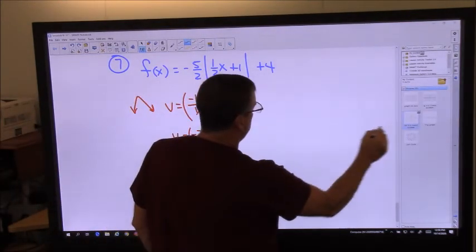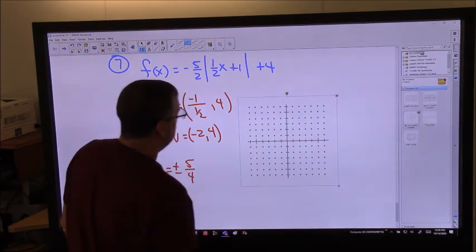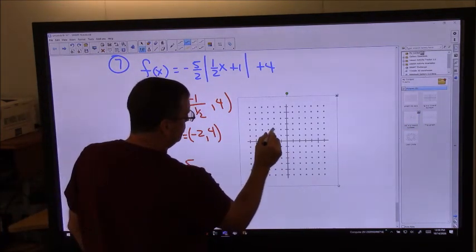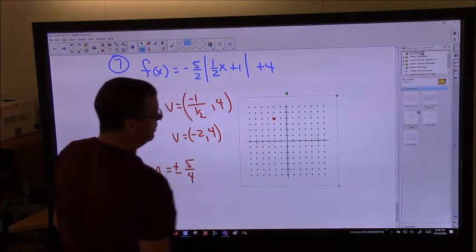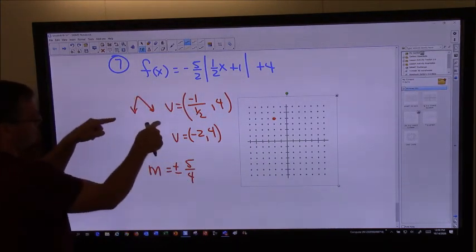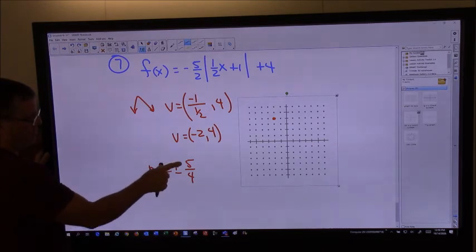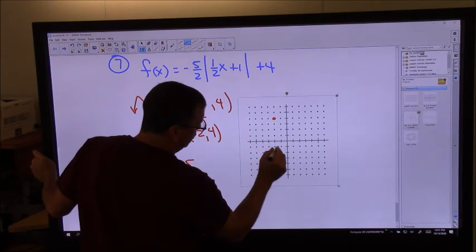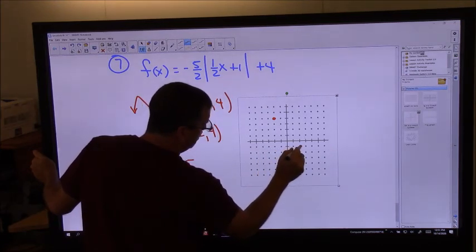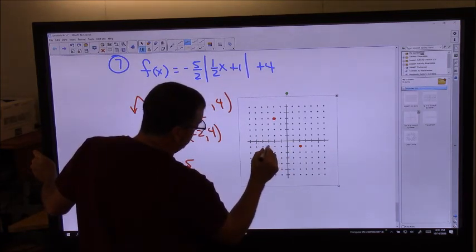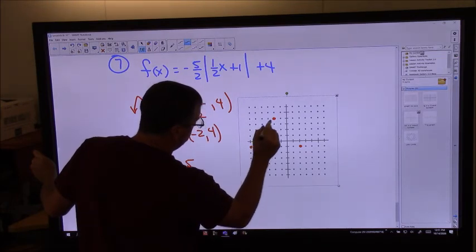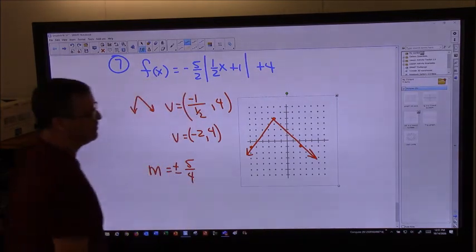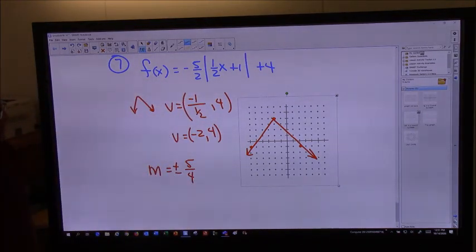So here's my graph. My vertex is at -2 comma 4. 1, 2, 3, 4. I know this thing opens down, and so rise over run, it's 5/4, so I've got to go down 1, 2, 3, 4, 5, and over 1, 2, 3, 4. I'll go down 5, and then I'll go this way, 1, 2, 3, 4. There it is. I have graphed that absolute value.